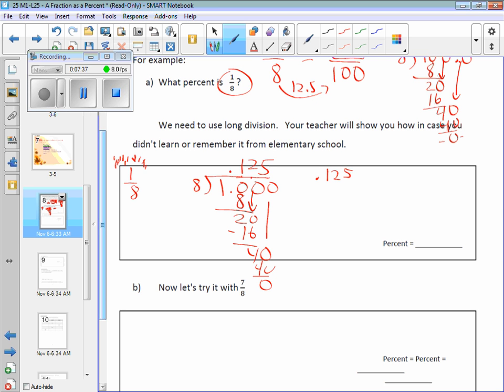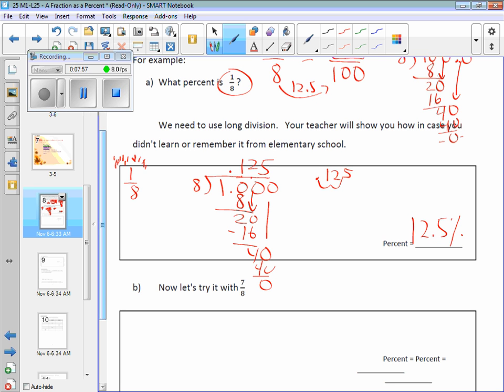Think back to what we did 2 days ago. How do you change any decimal to a percent? 2 places to the right, always. So you wind up with 12.5%. And it's the same as having it to do it this way.